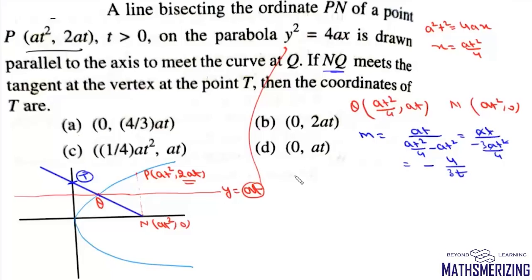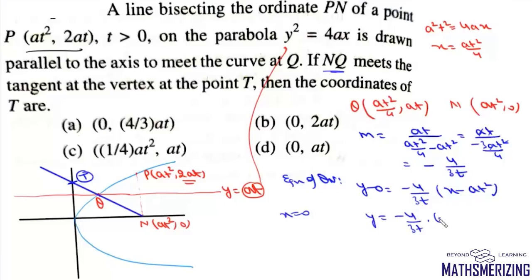So now we'll write equation of QN. So equation of QN will be y minus 0 equals minus 4 upon 3t and then x minus at square. Now for this point T, it lies on y-axis. So we'll simply put x as 0. If I put x as 0, I'll get minus 4 upon 3t and then minus at square. So t and t will cancel. So we'll get 4at upon 3. So answer to this question will be 0, 4at upon 3, which is option number A.